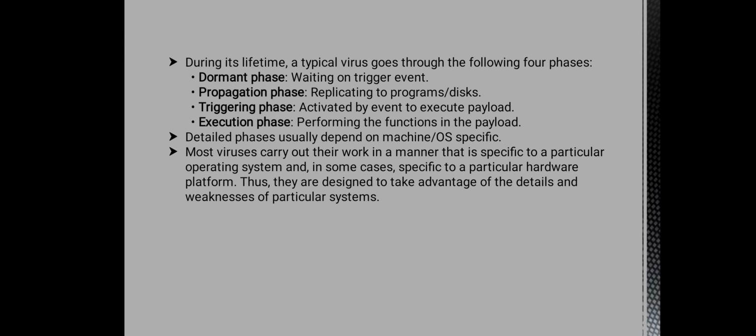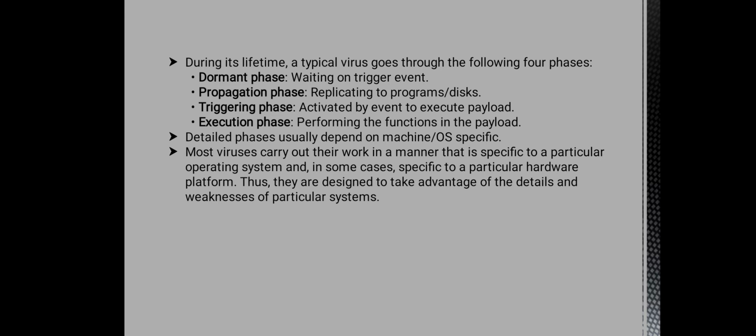And second one is propagation phase. In this phase, the virus places a copy of itself into other programs or into certain system areas on the disk. The copy may not be identical to the propagating version. Viruses often morph to evade detection. Each infected program will now contain a clone of the virus, which will itself enter a propagation phase.